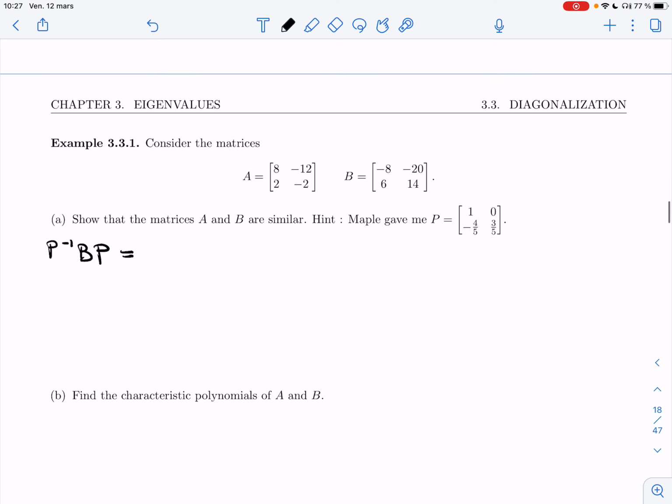All right, so P inverse, 1 over the determinant, that's 3/5. And then I switch the two and I flip the sign of the off-diagonal elements. All right, I want to multiply this by B.